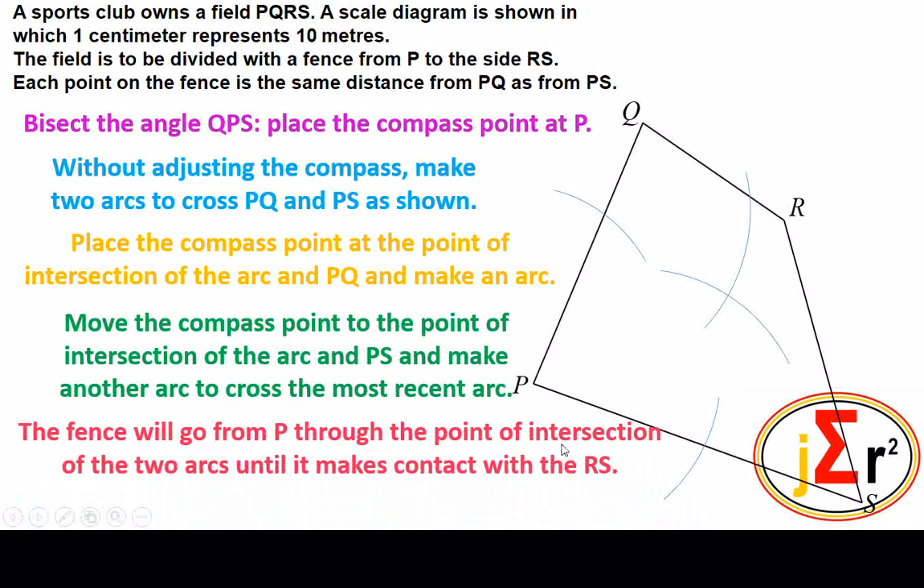The fence will go from P through the point of intersection of the two arcs until it makes contact with RS, like that. It will go from P through the point of intersection of these two arcs till it gets in contact with the line segment RS. Notice that it is not bisecting RS in any way, which is not expected. It is only expected that it bisects this angle that we have right here.